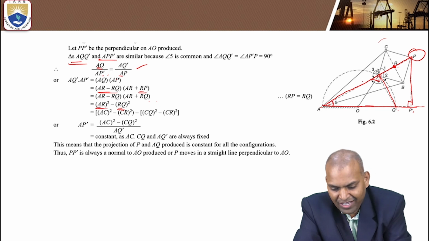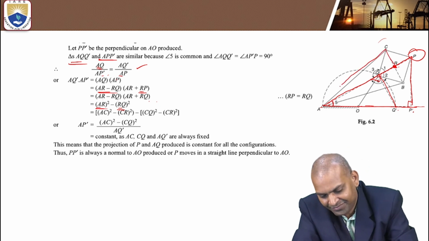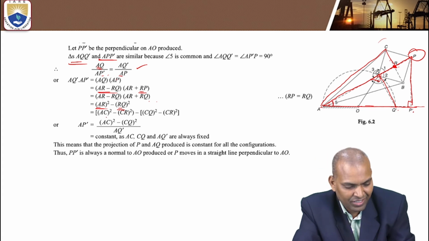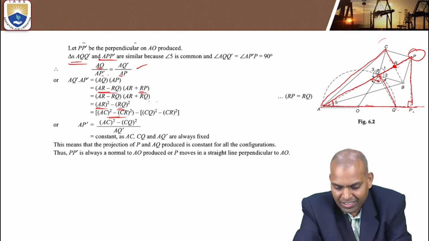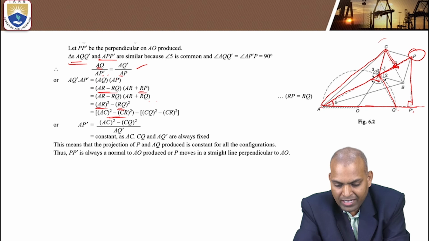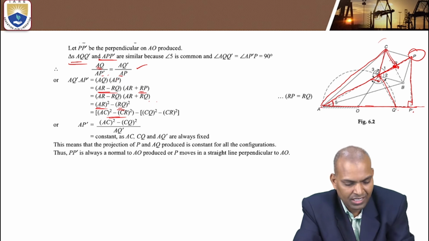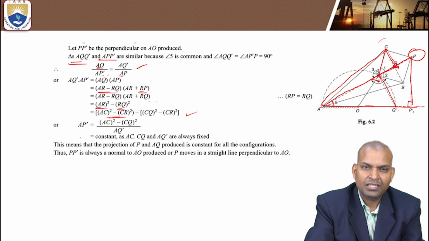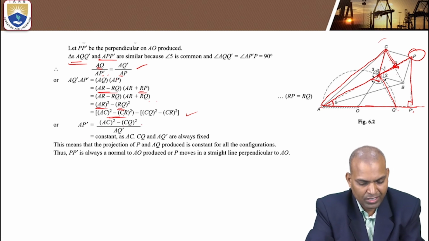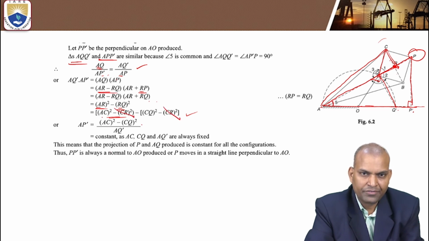This AR square, again another Pythagoras theorem. AR square equal to what? AC square minus CR square. Next, RQ square. Where is that RQ? Another triangle is there. RQ square equal to QC square minus CR square. Now finally, AP dash equal to AC square minus CQ square, and the CR square gets cancelled. After simplification, AC square minus CQ square by this AQ.